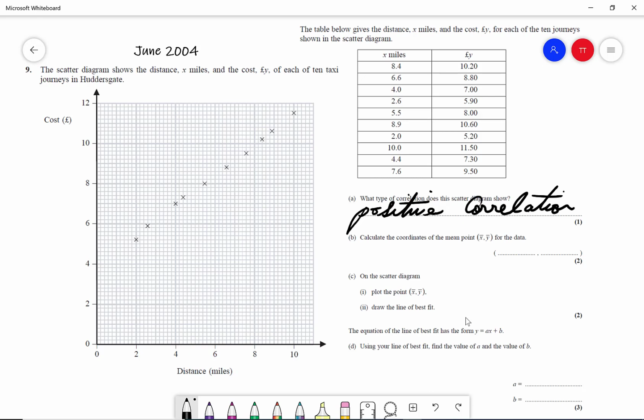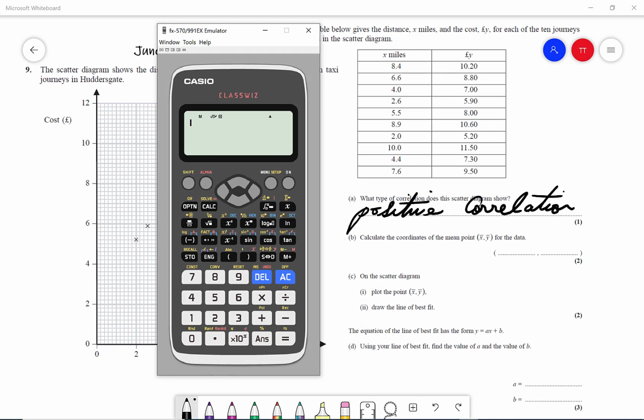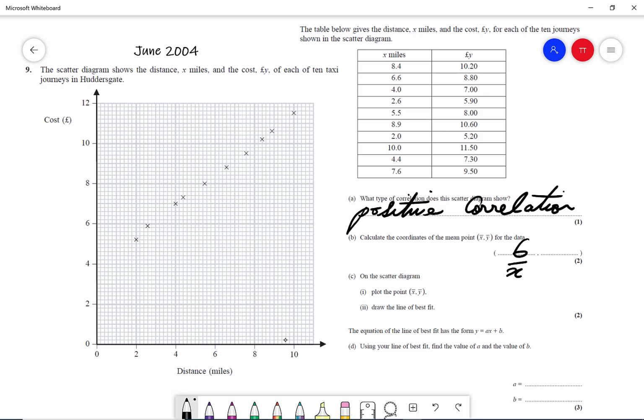Part B says work out the coordinates of the mean point, x bar and y bar, for the data. So we need to work out the mean of x and y. We can get our calculator and type it straight in. So we get 8.4 plus 6.6 plus 4 plus 2.6 plus 5.5 plus 8.9 plus 2 plus 10 plus 4.4 plus 7.6, close brackets. We've got 10 journey times, so it's divided by 10, and that gives me a value of 6. So x bar is 6.